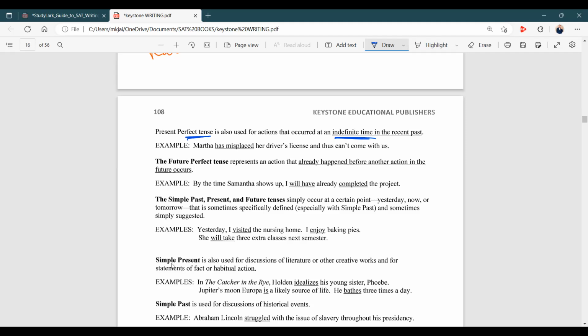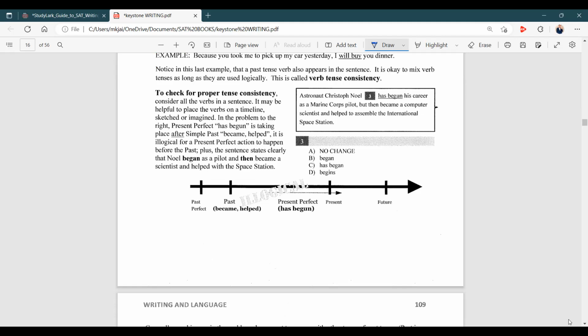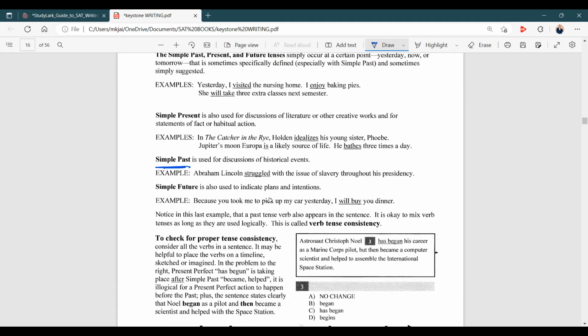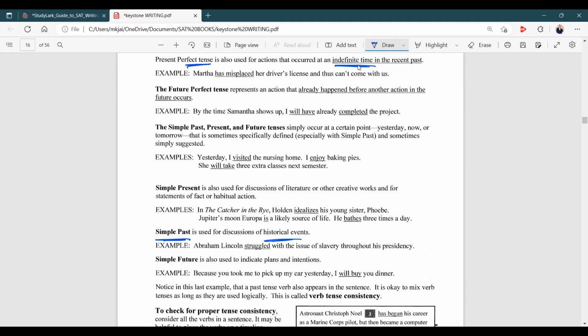Because I use the simple past when the time is definite: last week, last month, 1990, or for historical events. But if I don't know the time, better use present perfect. Martha has misplaced her driver's license. She doesn't know when. So that happened in the past, and we use the present perfect because the time is indefinite.